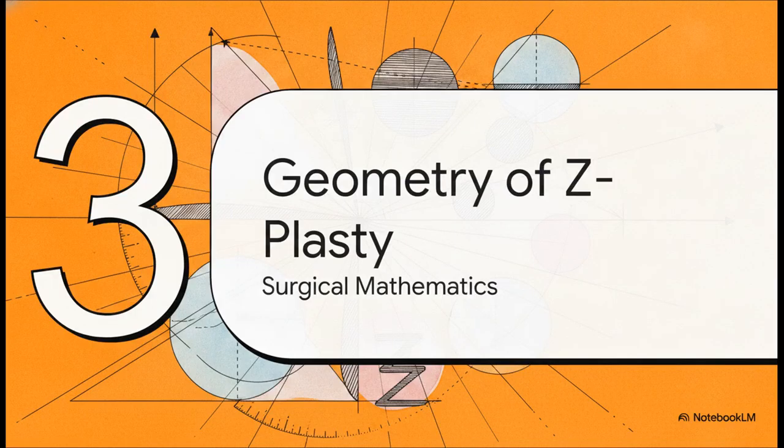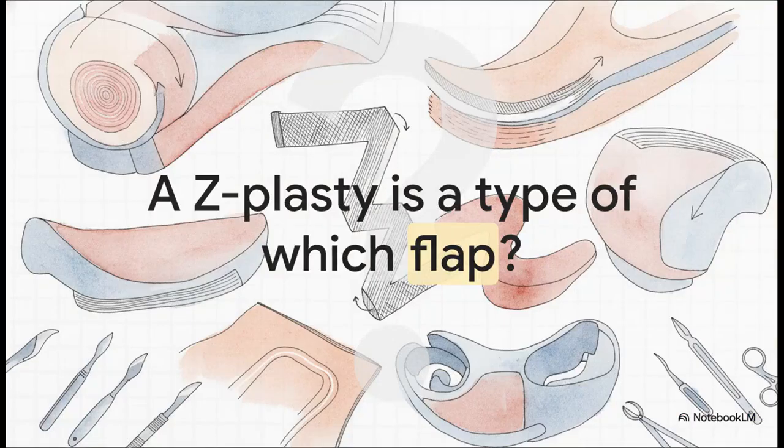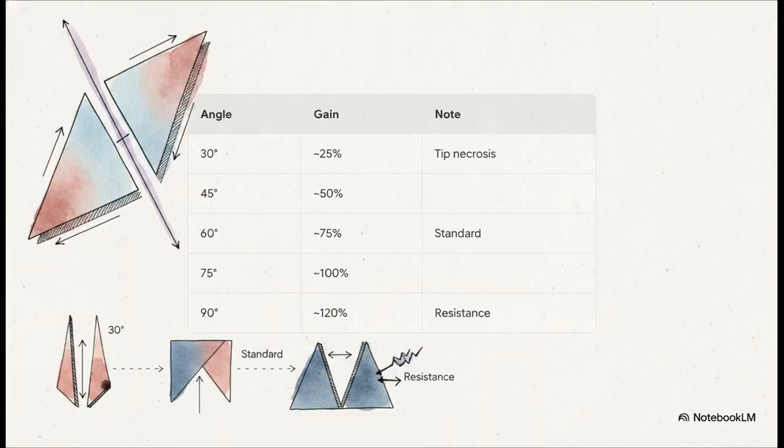Section 3. The geometry of Z-plasty, surgical mathematics. So let's talk about the math behind skin movement. A Z-plasty is a type of which of the following flaps? Is it a rotational flap, a distant flap, a transposition flap, or a musculocutaneous flap? It's a transpositional flap. It literally works by interchanging two adjacent triangular flaps to completely redistribute tension lines.